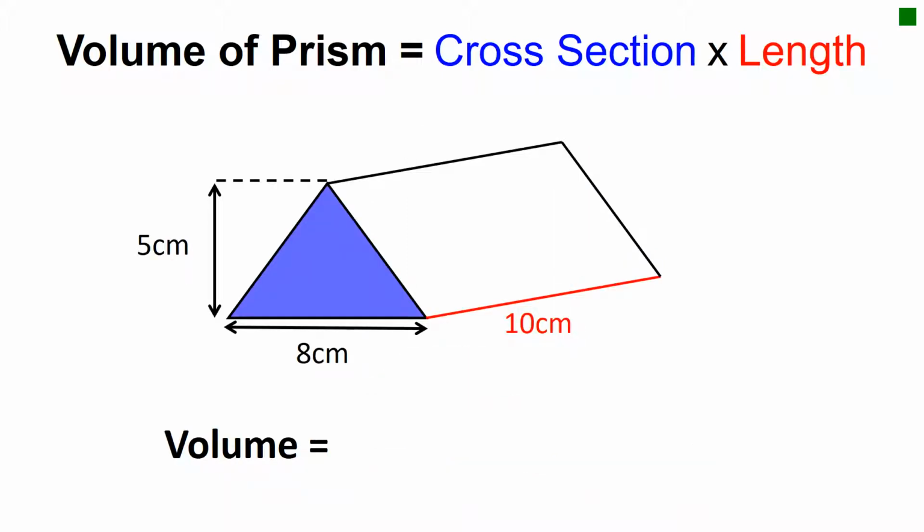For this triangular prism, we're going to need to work out the area of the cross section, which is a triangle, and then multiply that by 10. So we're going to take the triangle, 5 times 8 divided by 2, multiplied by the length, which is 10, and that gives us the volume of the prism, 200 centimeters cubed.